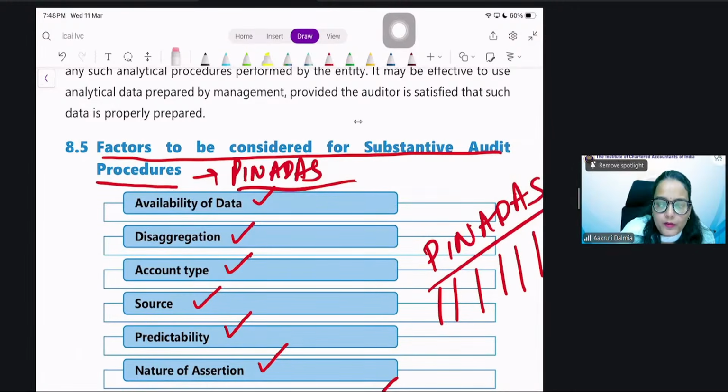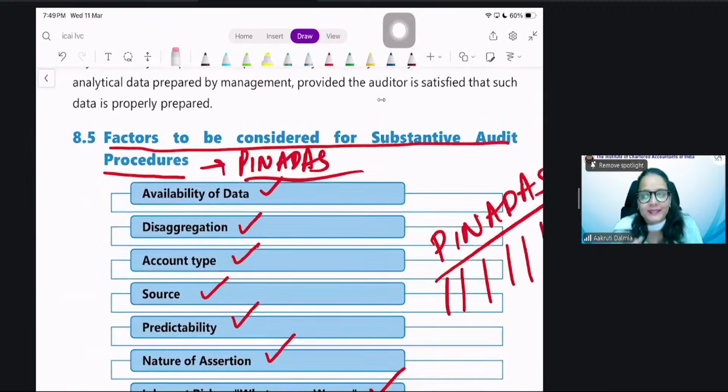Am I audible, visible properly? Yes, ma'am. Okay. So now tell me, is this understood or not?